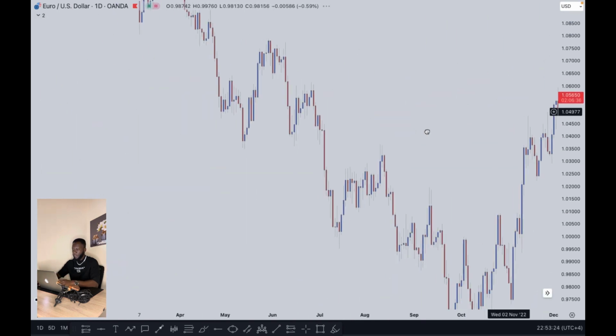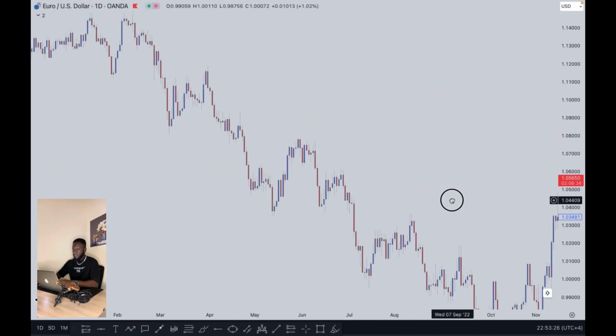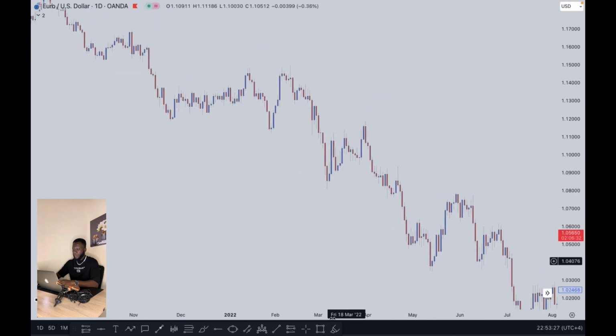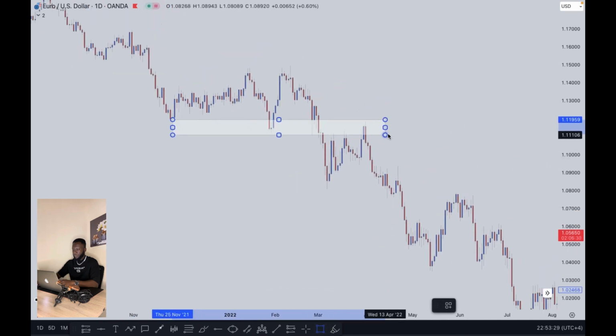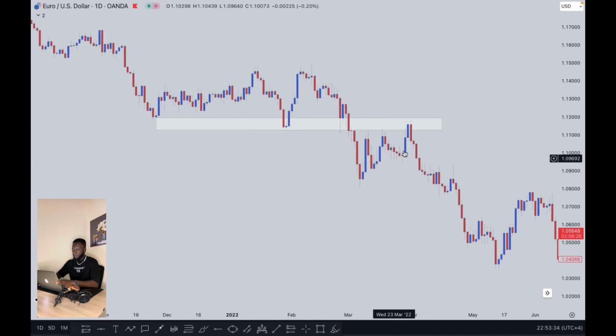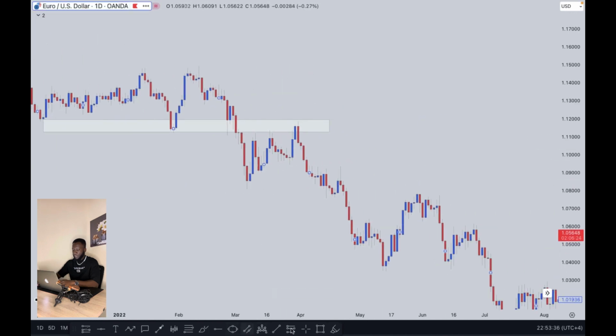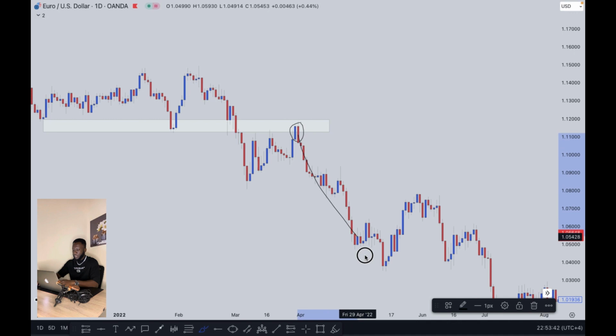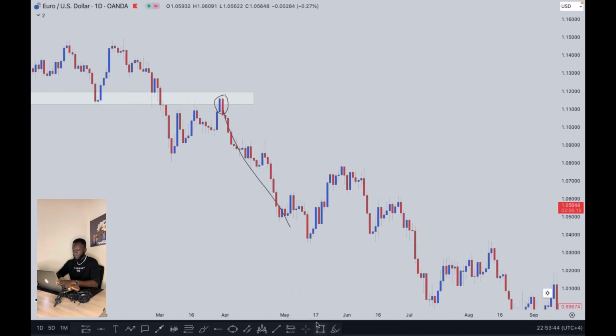Let's start from right here, right? So let's find a trend. This is a downtrend, right? We have a support here, right? So as you can see, price broke this support right here. We came back and you can see an engulfing candlestick, right? This is a bearish engulfing. Once this bearish engulfing played out, price just dropped, right? So this is the first one.